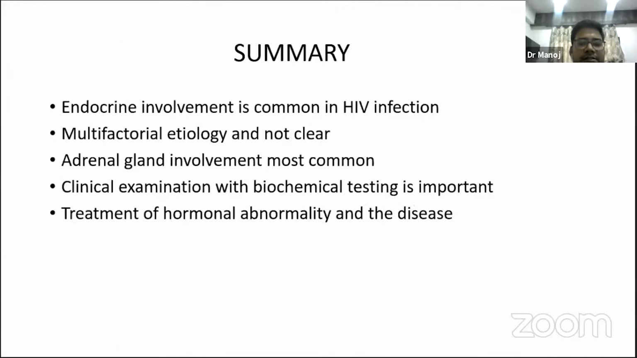Now, coming to the summary, I would say endocrine involvement is common in patients with HIV infection, and the etiology is multifactorial and still not clear. Adrenal gland involvement is the most common endocrine abnormality, and clinical examination and biochemical testing are very important, and the treatment of the hormonal abnormality along with the treatment of the primary disease is very important.